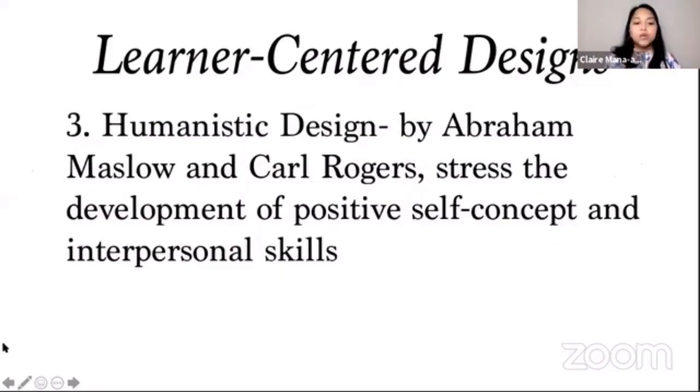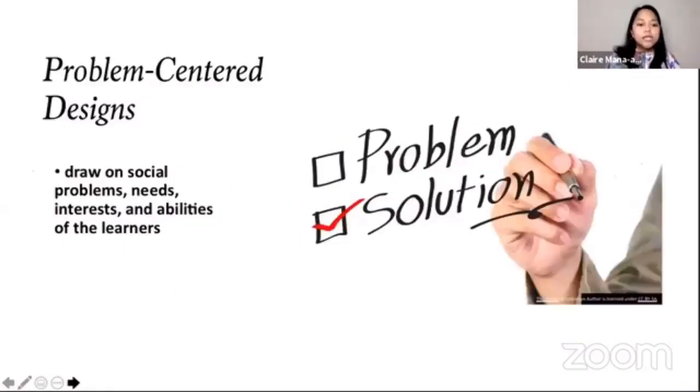Now, the next one that you have here, humanistic design by Maslow and Carl Rogers. We'll also be talking about them later. They stress the development of positive self-concept and interpersonal skills. It's very important that the child would develop into a responsible human, okay? Someone who's going to be productive. By being productive, we have to start with the child. The child should have a positive self-concept. The child should have self-confidence. And the child should be able to interact with other people. Okay, so yan yung sinabi ng humanistic design. Learner-centered design mo to. Okay, now I believe this is the last one.